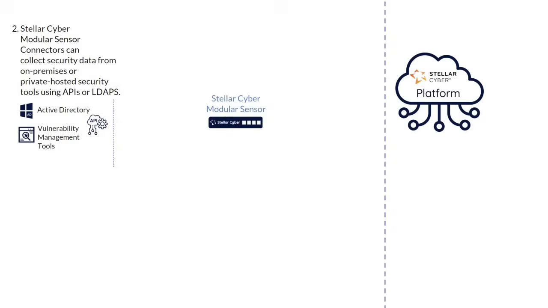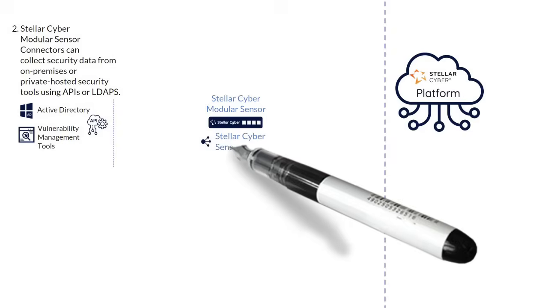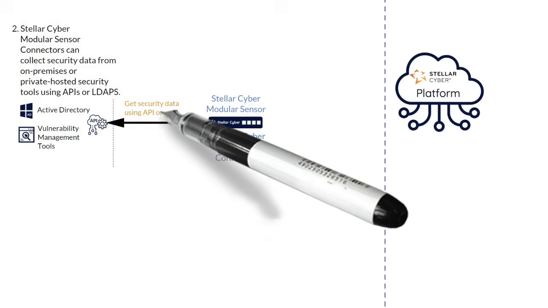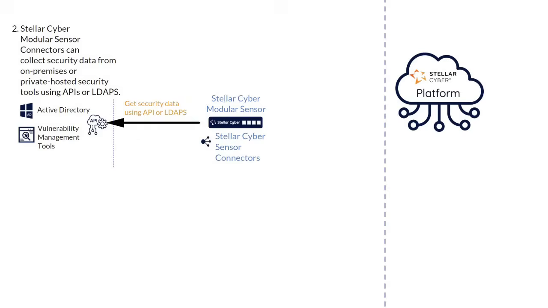Stellar Cyber modular sensors have built-in connectors for integration with third-party security and identity systems. With the modular sensor being within the organization, they can securely connect to Active Directory. They are able to obtain important user information to enrich interflow records with valuable context. The connectors to Active Directory can also be used to block user accounts that have been compromised.